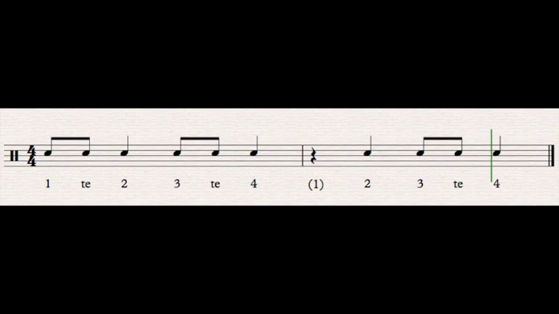Okay, so in the quiz that follows this lesson right here, you're going to see some music very similar to what you see on the screen here, and there's going to be some blanks in the counts. Okay, and I'm going to ask you to fill in the blanks, to fill in the missing counts where I have left those out. So that's going to be your next assignment.